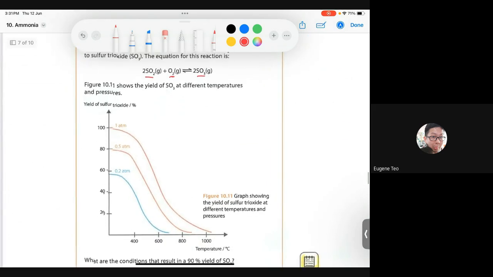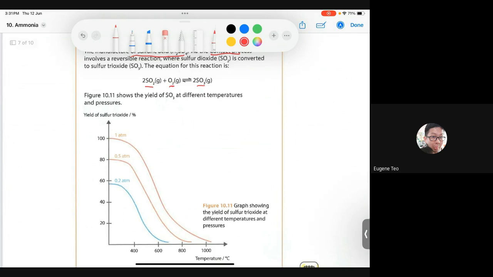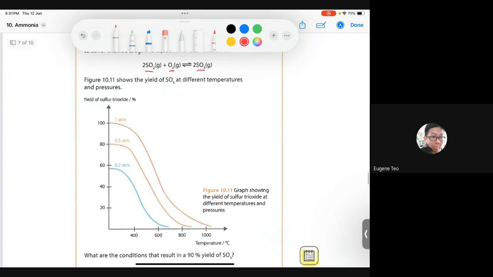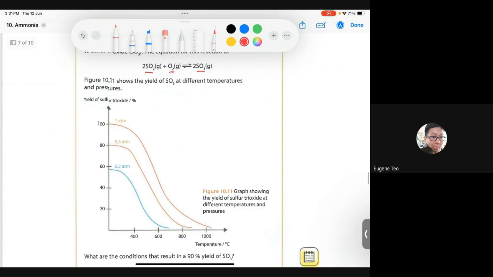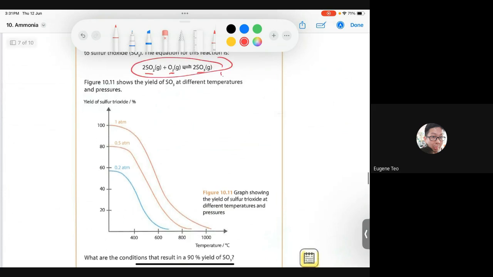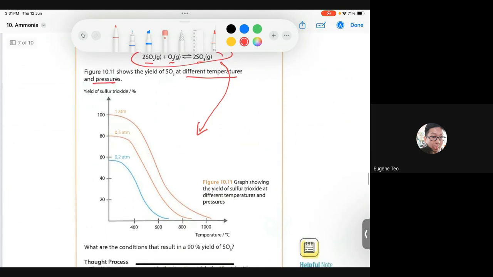Now, this is the interesting part where you need to interpret the graph. I can give you an industrial process graph that involves some sort of reaction and get you to interpret it based on what you learned from the Haber process. Looking at this question, this is the reaction at different temperatures and pressures. First, don't look at all the multiple lines, just look at one of them. Let's look at the 1 atm line, where the pressure is at 1 atm.